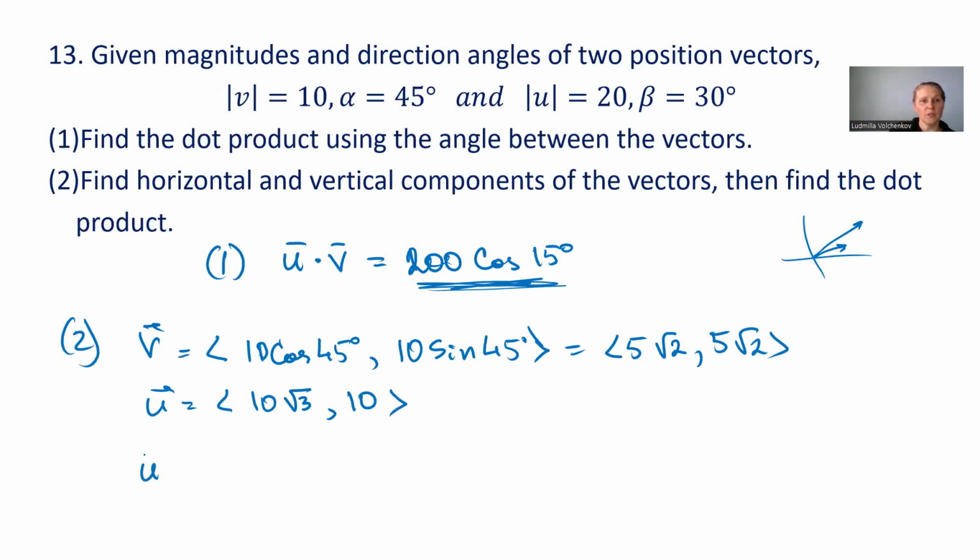Then the dot product u dot v is the product of x components, 5 square root of 2 times 10 square root of 3, so 50 square root of 6, plus the product of y components, 10 times 5 square root of 2, 50 square root of 2. Okay. If the angles are not in the first quadrant, then some of the components can be negative.